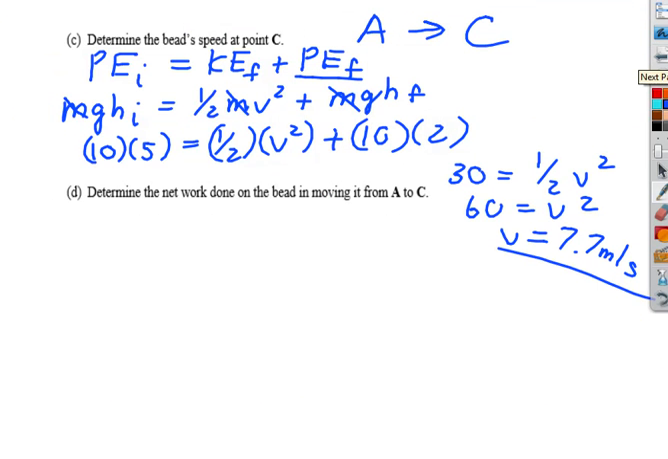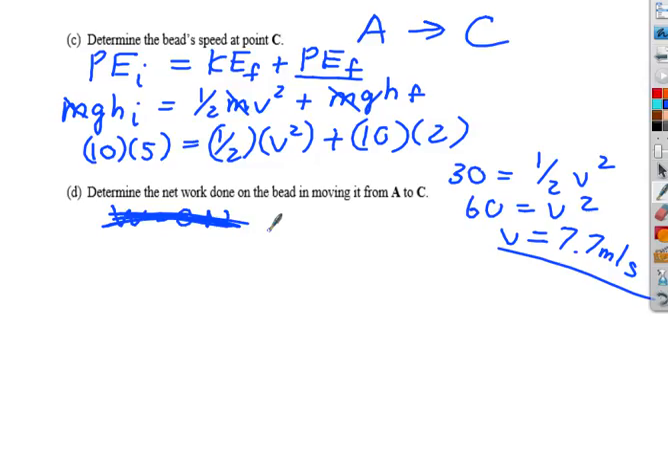All right? So now looking at part D. Determine the net work done on the bead moving it from A to C. And I'll see a lot of people go, well, the net work is 0 because there's no external forces. Wrong. Okay? That is incorrect. There is work being done.